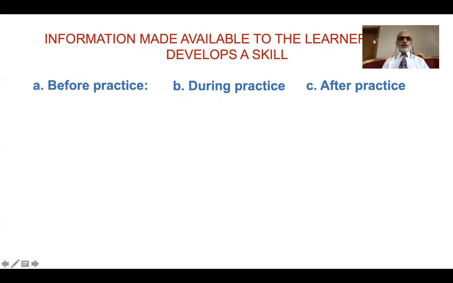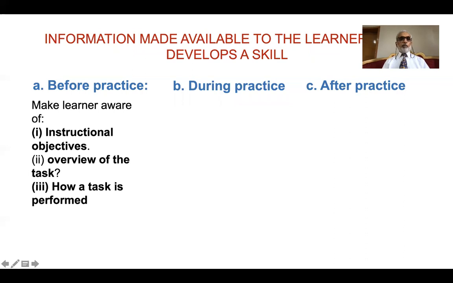Now, what information should be made available to the learner who develops a skill? Before practice, the learner should be made aware of the instructional objectives of the session, an overview of the task or the procedure, and how the task is performed.